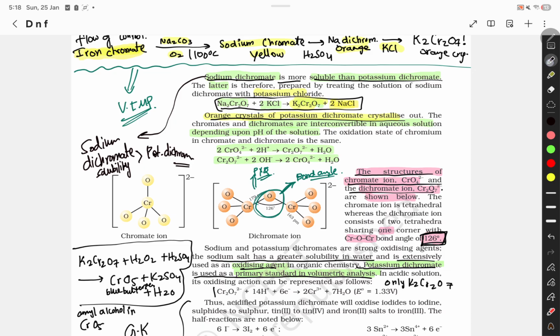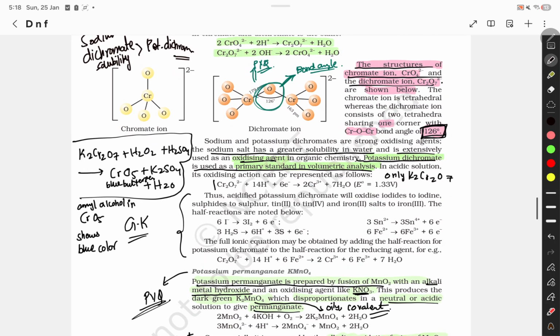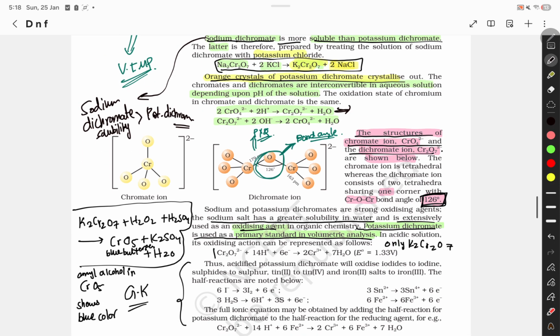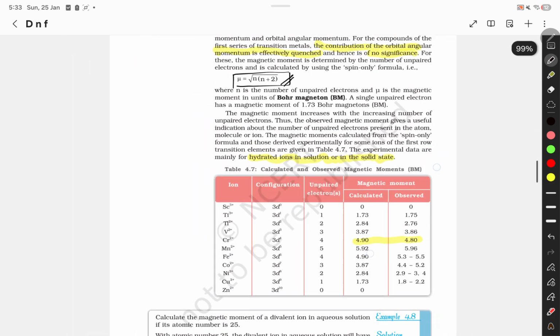In acidic medium, CrO4 2- becomes Cr2O7 2-. Bond angle of this Cr-O-Cr is 126 degrees. Yeah. Sublimation enthalpy of, okay, this is all done, I think.